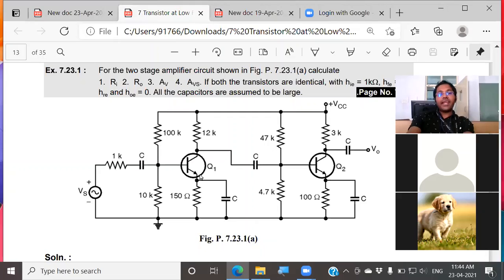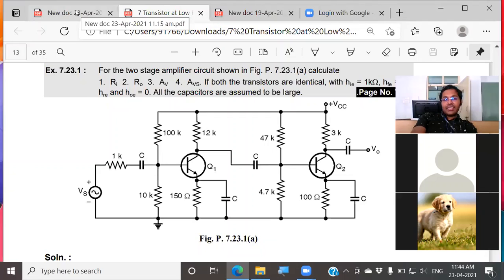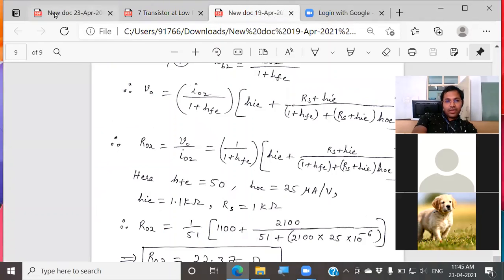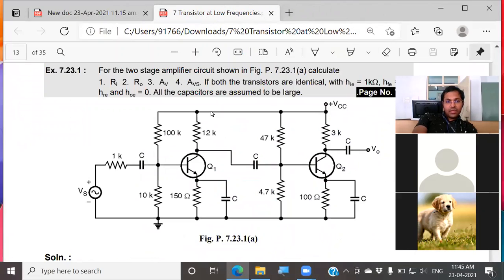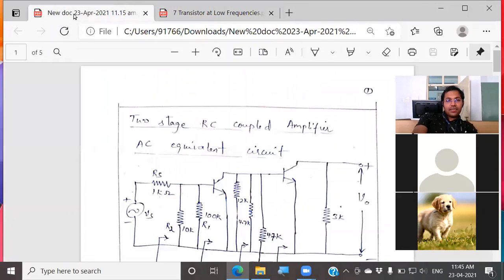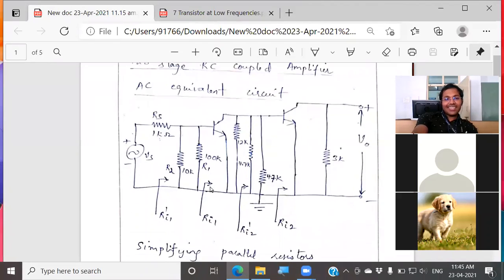Okay, fine. So first step, go for the AC equivalent. AC equivalent means capacitor short, so what do you have? Vs, this 1K directly connected to the transistor. Okay, so where do we have that? This one. Vs 1K directly connected to the transistor.